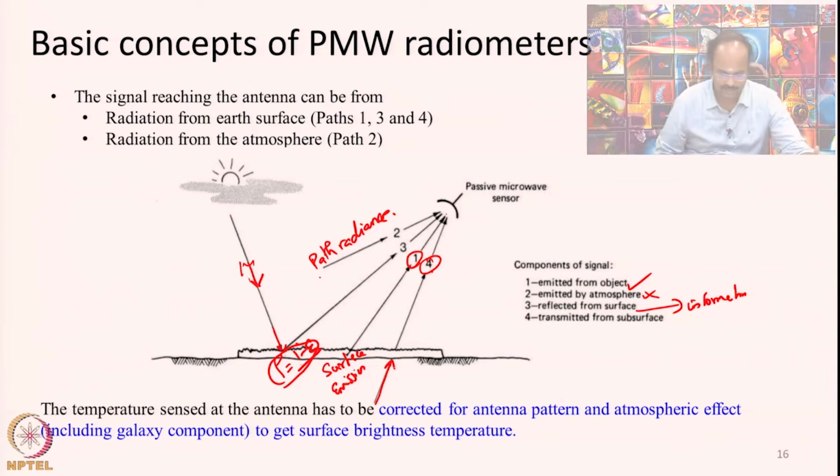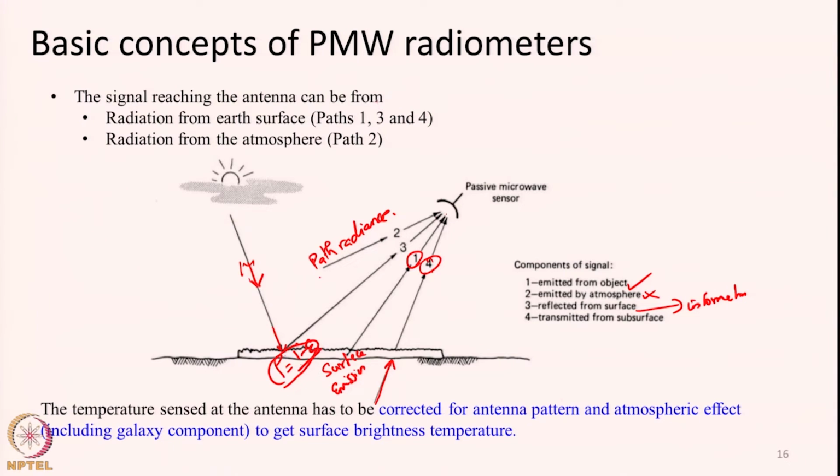So, if we look at all these things, then essentially paths 1 and 4 contain the signal that is purely because of emission by the earth surface. Path 3 will contain signals both from the atmosphere and also from the reflectance of the object, that is the emissivity of an object, and path 2 is the atmospheric path radiation component, which normally we do not want.